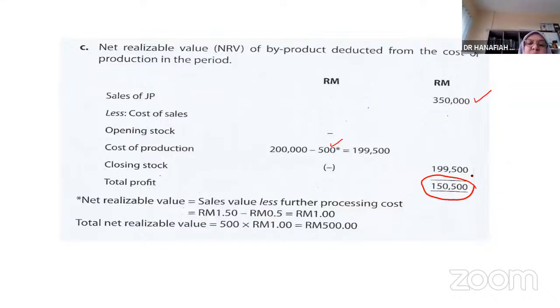this net realizable value. Where do I obtain this? Sales value less further processing cost. So less 1 ringgit. So 500 times 1 is 500. That is the net realizable value for the byproduct, which is actually incidental in the production.